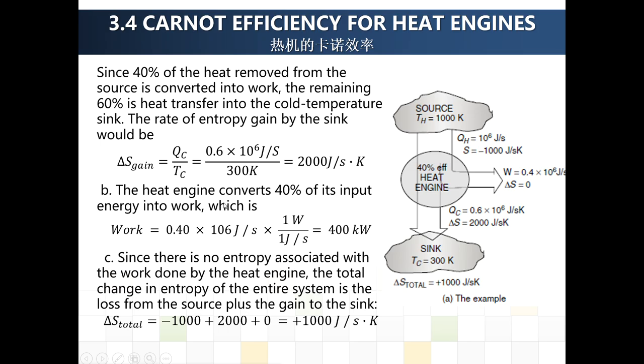The heat engine converts 40% of its input energy into work. So the work is 0.4 multiplied by 10 to the power 6, since 1 volt is equal to 1 joule per second, so that is equal to 400 kilovolts.